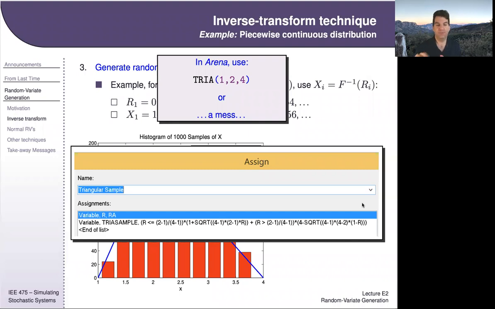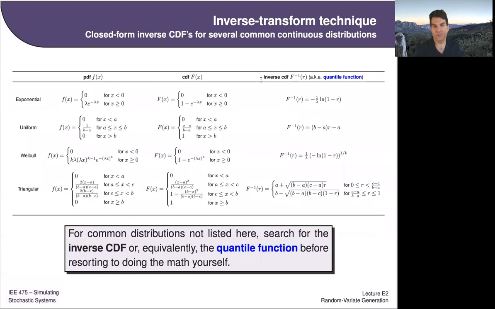If you actually look up, you can ask Arena for the help for TRIA, and it'll give you some details on how TRIA is implemented internally. You'll find out it basically is implemented very similar to this, but they just do all the stuff behind the scenes for you. So that's for the continuous ones.